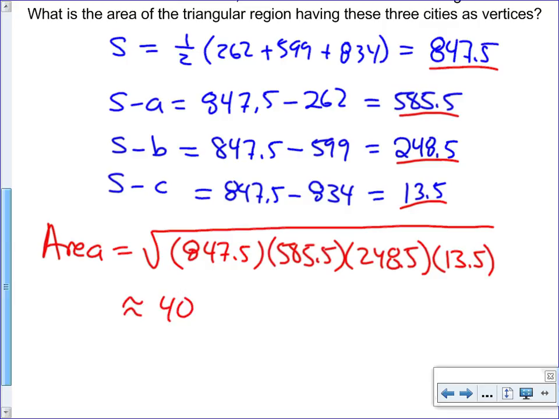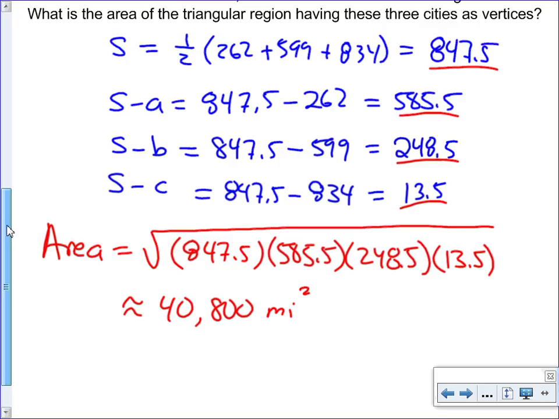It's about 40,800. That's the area. We haven't talked about units yet. That's what we just found. So if you were to cover that entire area with postage stamps, you would need 40,800 miles squared.